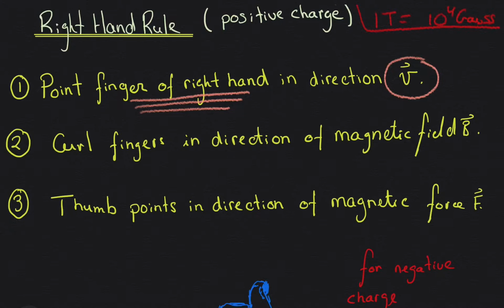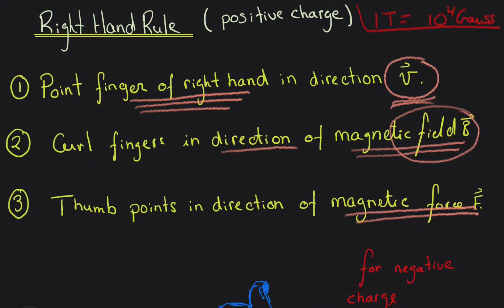Then, once you have your hand stretched and pointing in the direction of velocity, curl your fingers 90 degrees in the direction of the magnetic field. You have to orient your hand such that the direction matches the direction of the magnetic field. When you do that, you keep your thumb pointing in the direction that it's naturally pointing. Your thumb then shows the direction of the force exerted on the moving charge due to this applied magnetic field.